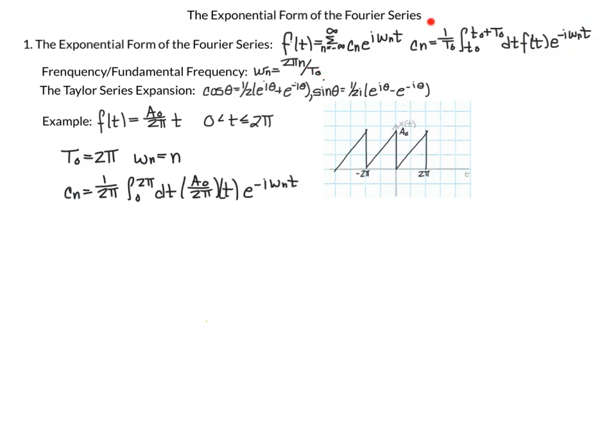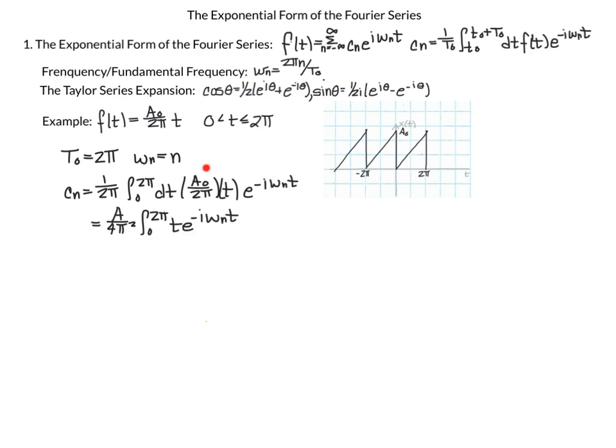Using our formula for Cn over here, Cn is equal to 1 over our period, which is 2 pi, integrating from 0 to 2 pi, integrating over 1 period, dt, of our function f of t, which is a naught over 2 pi t times e to the minus i omega n t.